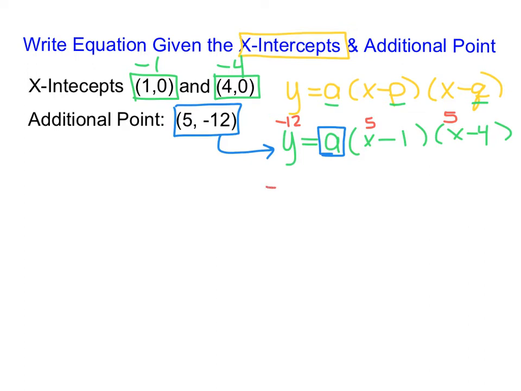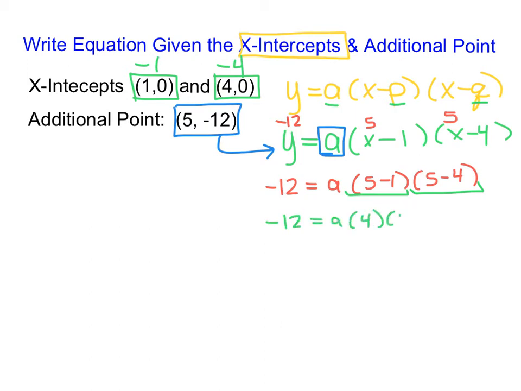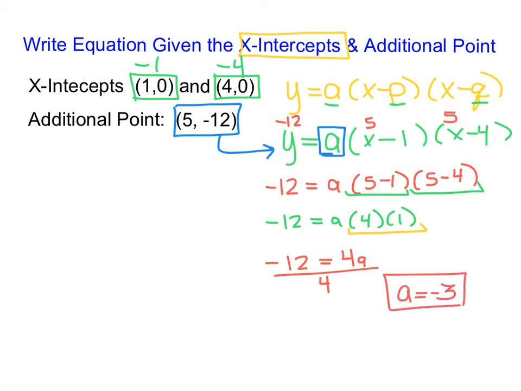So if we rewrite this, we get negative 12 is equal to an a value times (5 minus 1) and (5 minus 4). So if we start with our order of operations here to simplify this, we need to do the parentheses first. We have negative 12 is equal to a times 4 times 1. Well, 4 times 1 is really 4. So this is negative 12 is equal to 4a. Divide both sides by 4, and we find our a value is equal to negative 3.